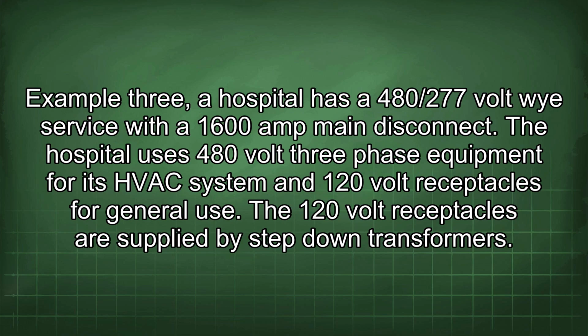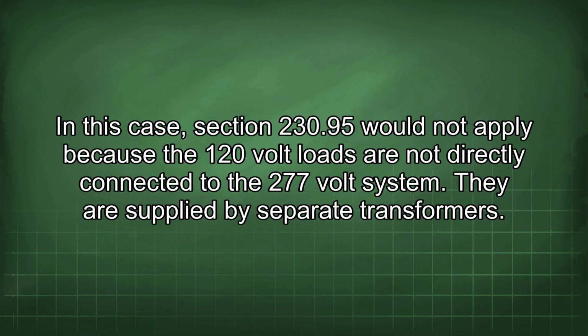Example 3. A hospital has a 480/277-volt Y service with a 1600 amp main disconnect. The hospital uses 480-volt three-phase equipment for its HVAC system and 120-volt receptacles for general use. The 120-volt receptacles are supplied by step-down transformers. In this case, Section 230.95 would not apply because the 120-volt loads are not directly connected to the 277-volt system. They are supplied by separate transformers.